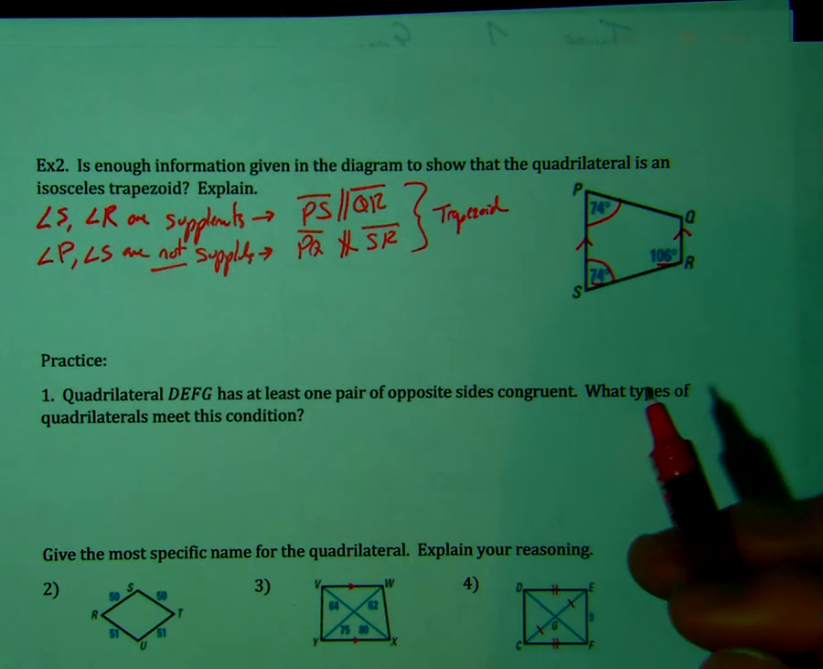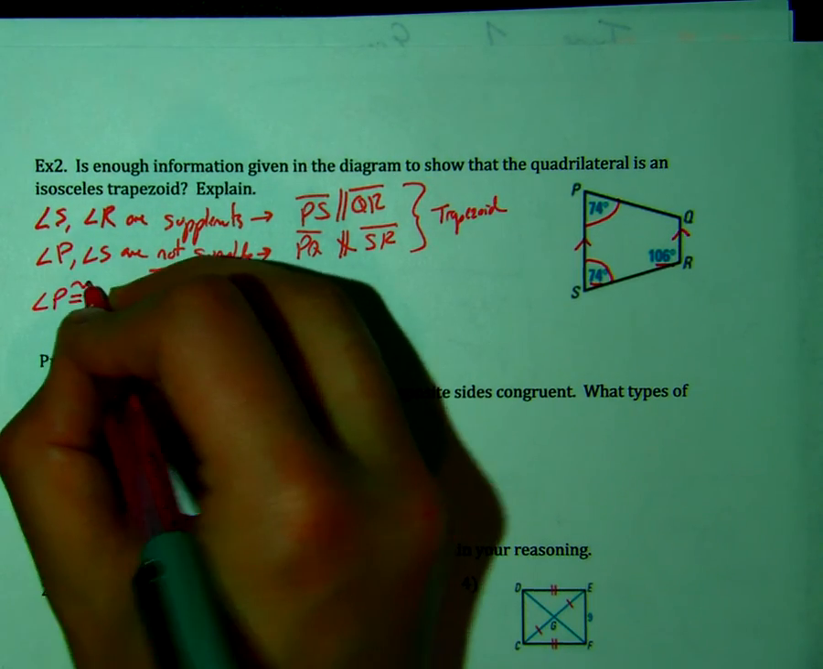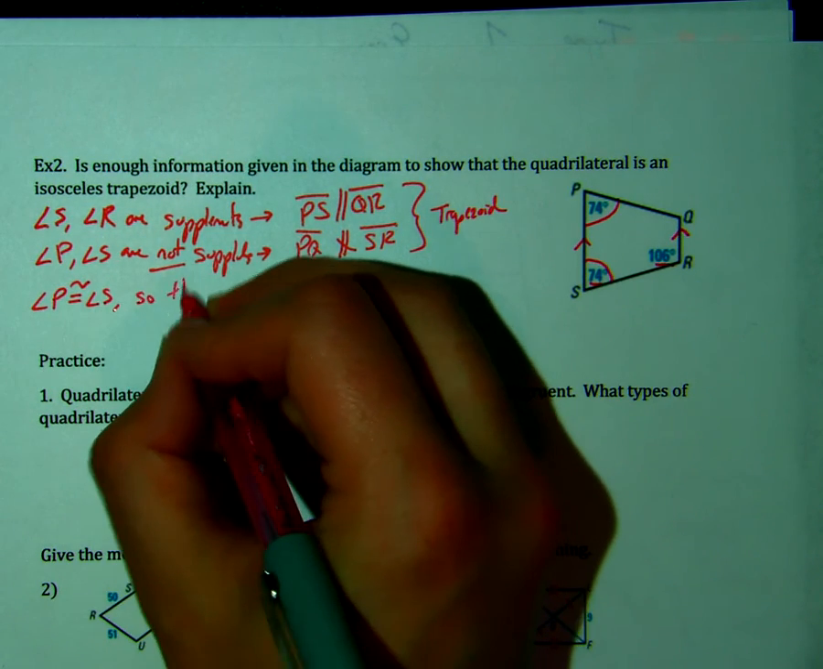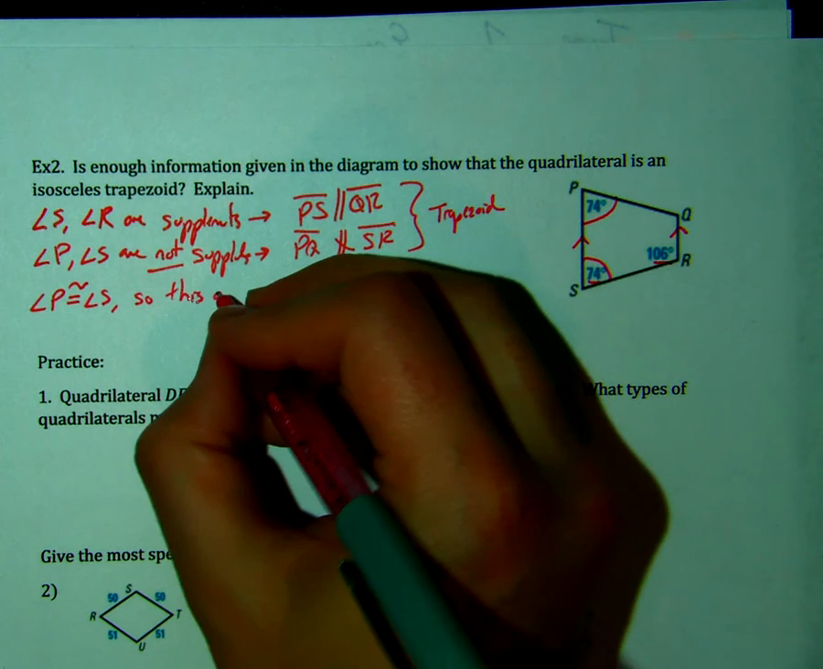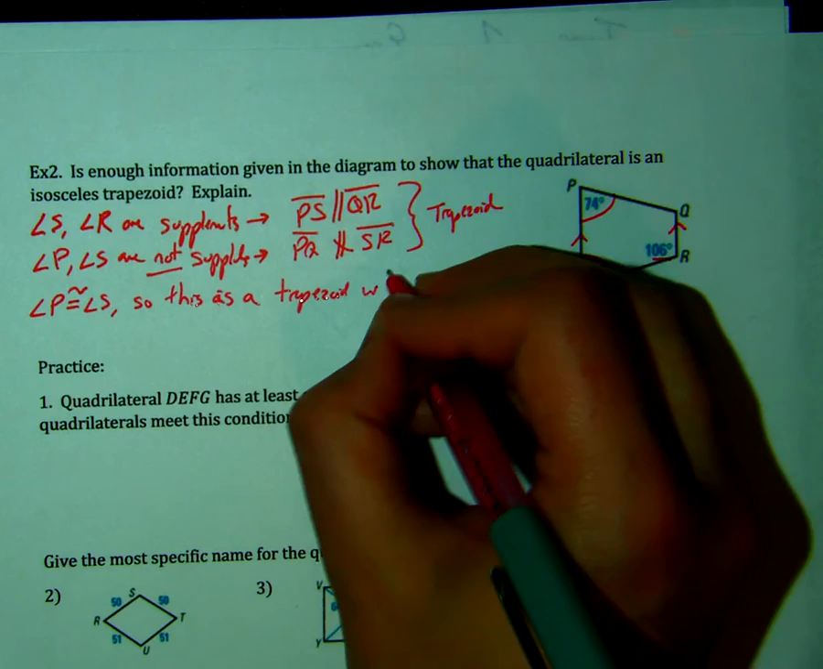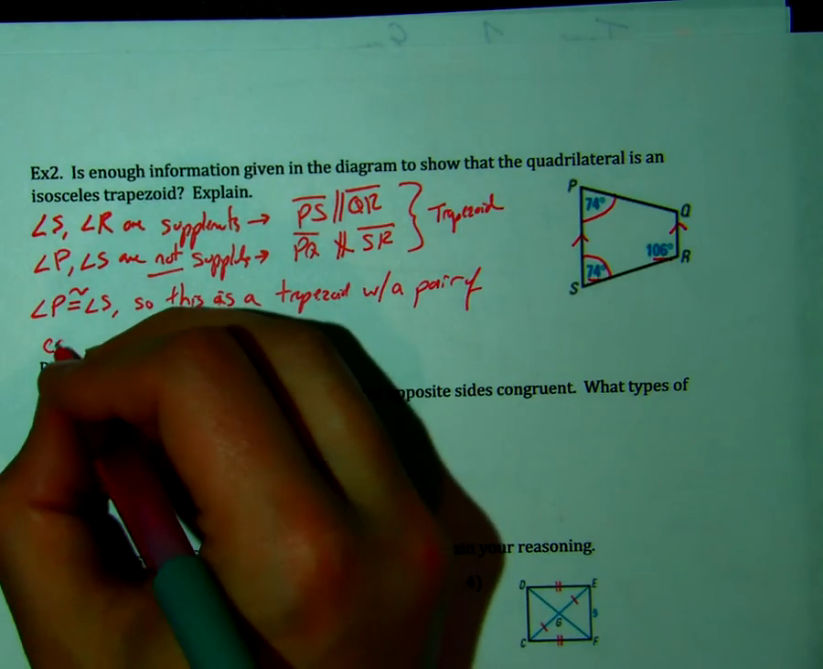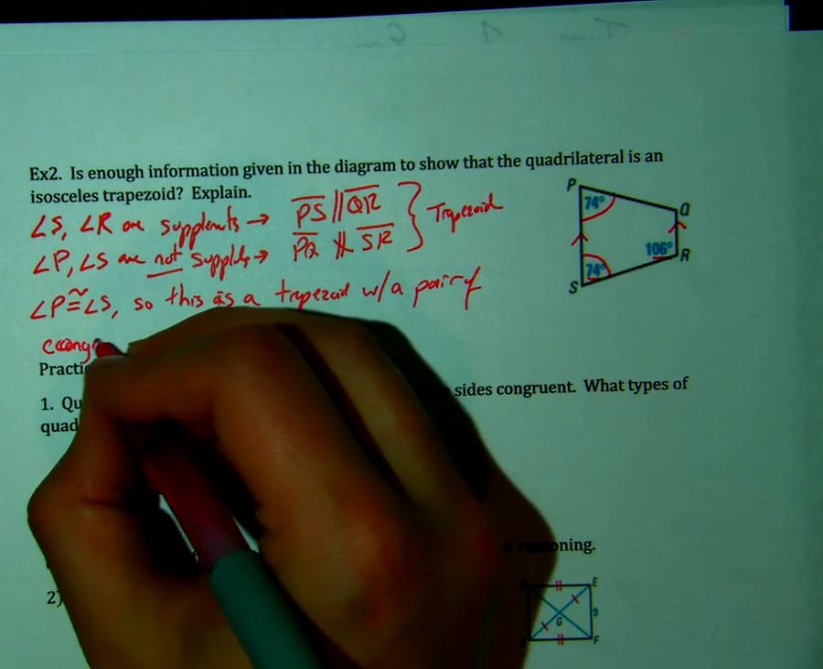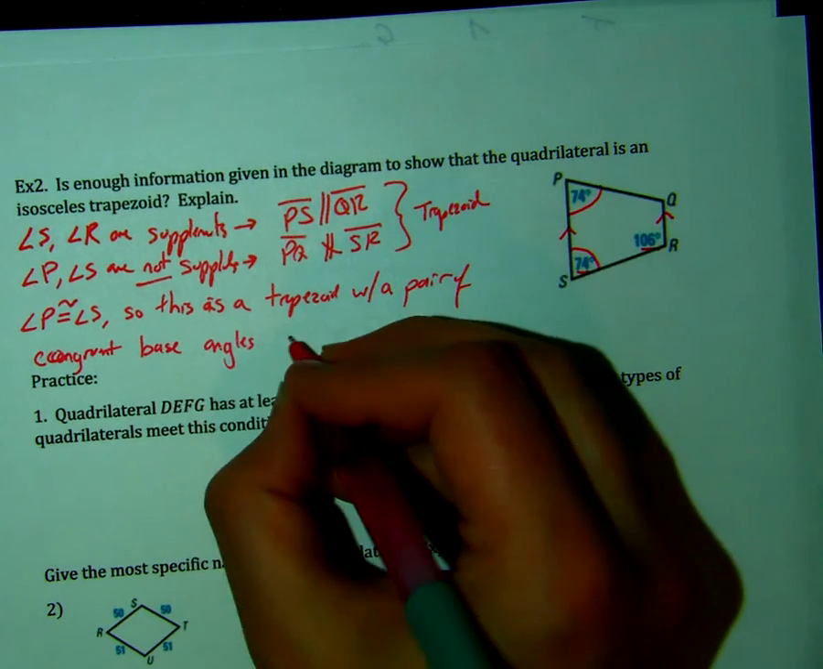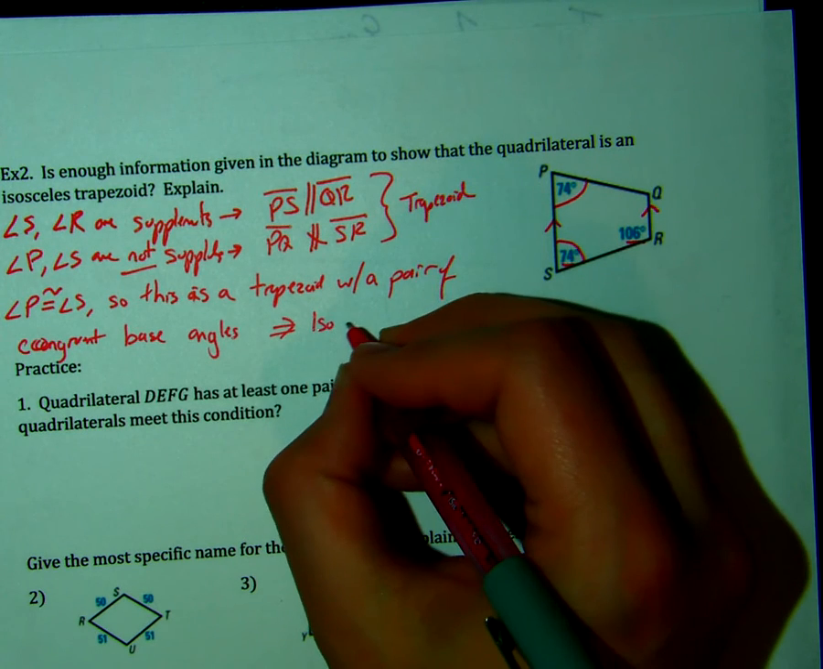We have a pair of congruent base angles. So angle P is congruent to angle S. So this is a trapezoid with a pair of congruent base angles. Okay, so if you have a trapezoid with a pair of congruent base angles, therefore it is isosceles.